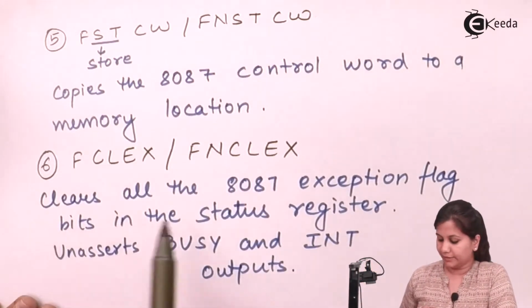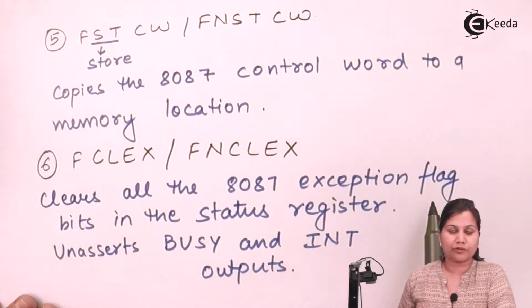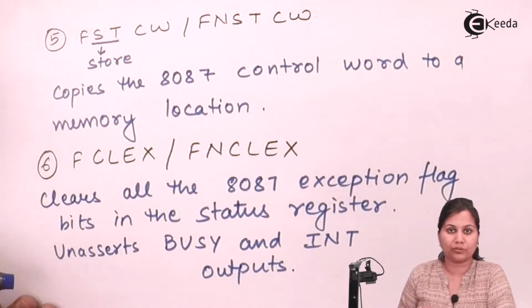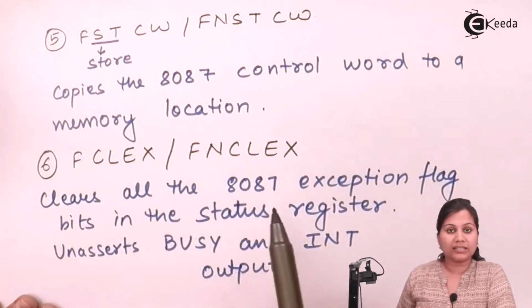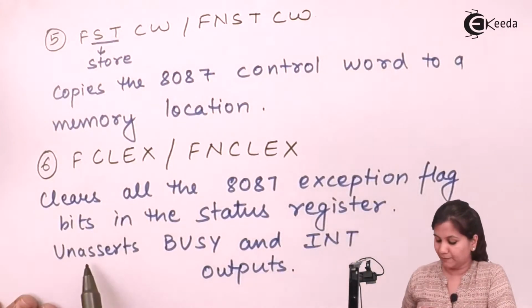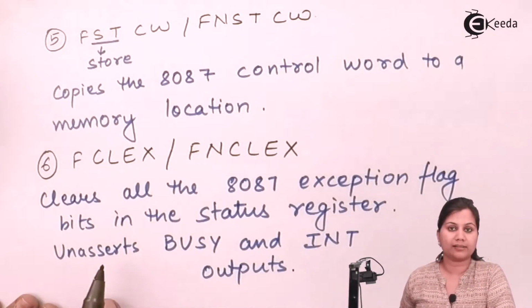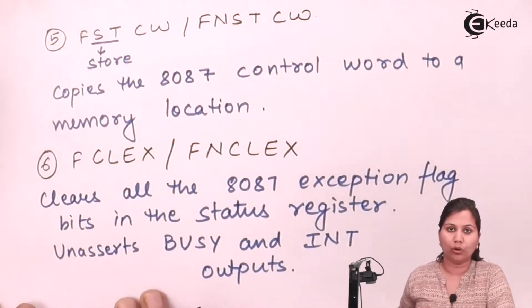So it is clearing the 8087 exception flags, because these exception flags are causing the interrupts. When we are clearing these exception flags, we are making the BUSY and the INT outputs unasserted, which means they are kept low.